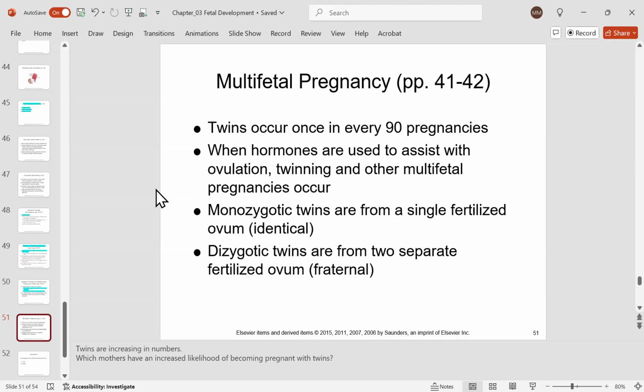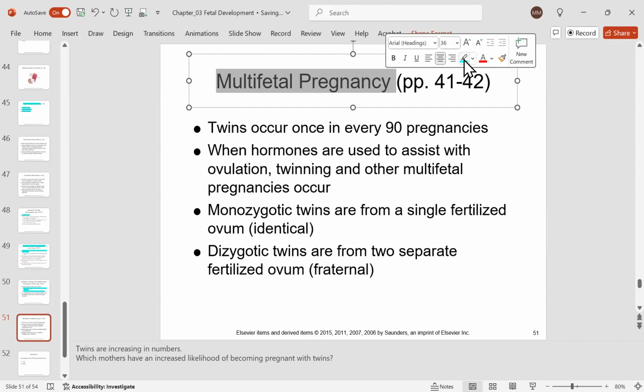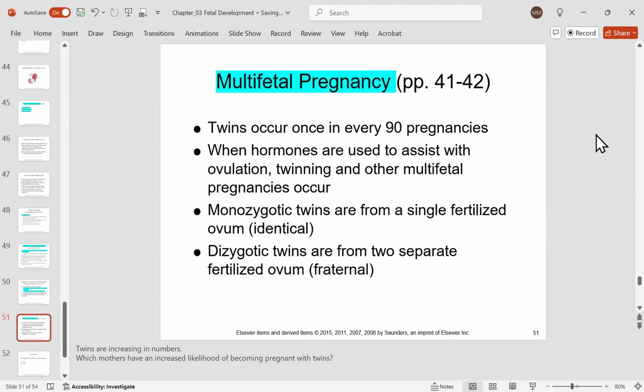And then you have multifetal pregnancies. About one in every pregnancy is a twin, but there are different kinds of twins. So we'll talk about that real quick. And when people use hormones, like if they're having trouble getting pregnant and they're taking hormones, they're the ones that often will see twins or triplets or quadruplets. So anyway, the hormones will make the ovaries start to release a lot of eggs, right?